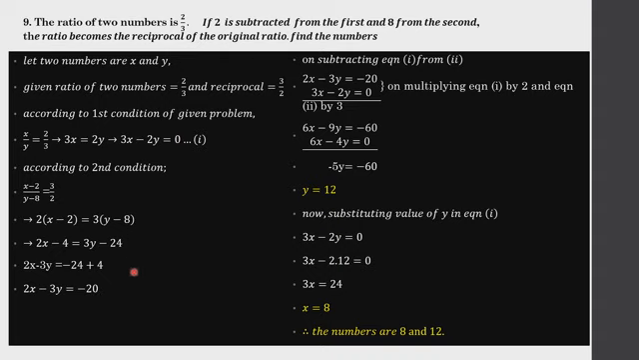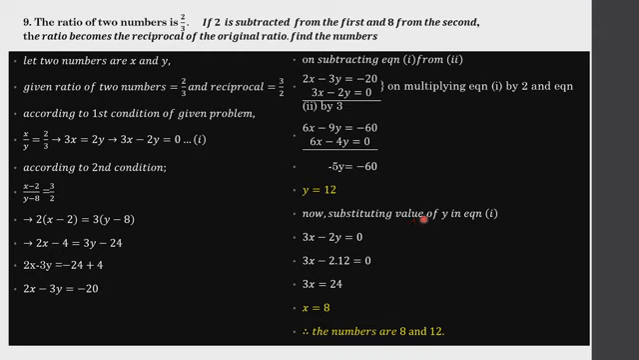Now on subtracting equation 1 from 2, we see that we do not have any identical terms. So we'll be multiplying equation 1 by 2 and equation 2 by 3. So you get 6x minus 9y is equal to minus 60 and 6x minus 4y is equal to 0. So you get minus 5y is equal to minus 60. The minus gets cancelled, and if you divide 60 by 5, you get 12. That means the value of y is equal to 12.